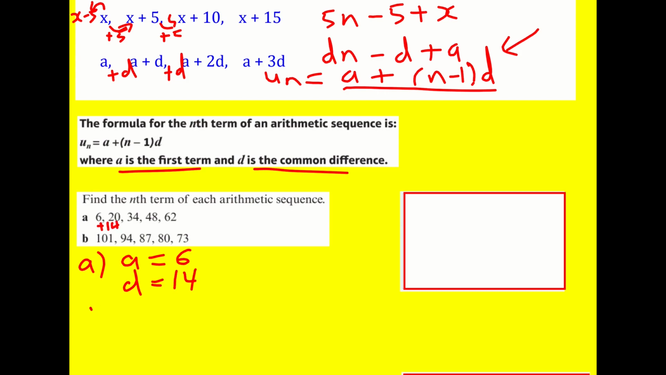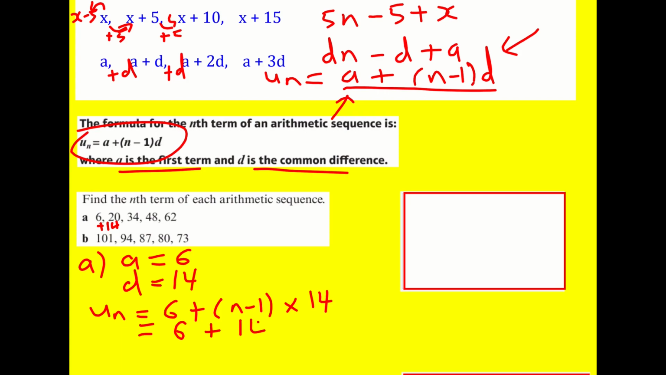So I can straight away write down that the nth term is equal to a up here, which is 6, plus n minus 1 times 14. Okay, I don't need to bother with all that other stuff. I just simply put it into the formula if I know what it is. I'm trying to remember if this is in the formula book, but in any case, it's worth just knowing. So I could leave it like that, but it's always good to simplify. It's going to be 6 plus 14n minus 14, and we're going to get 14n minus 8.